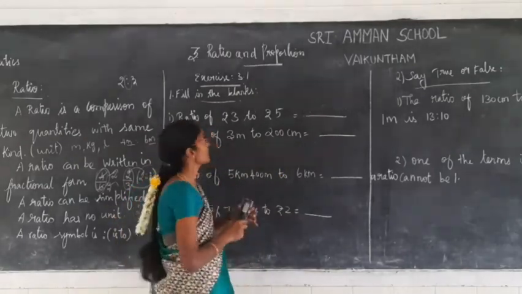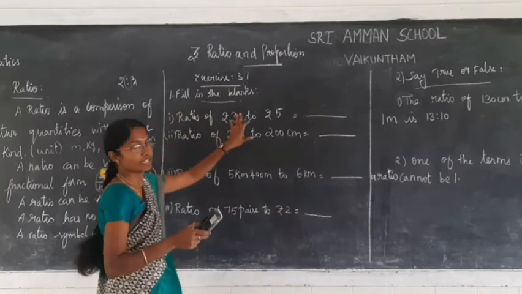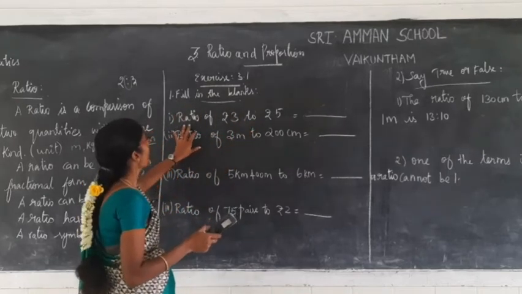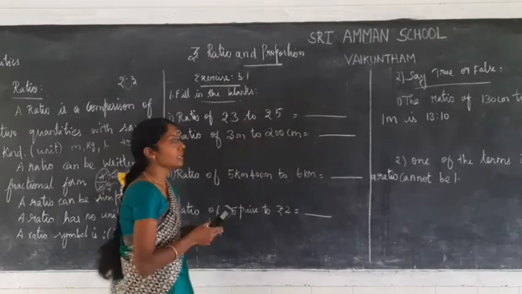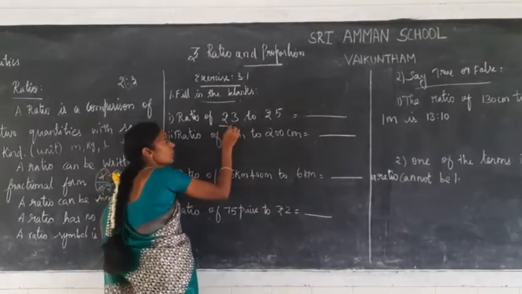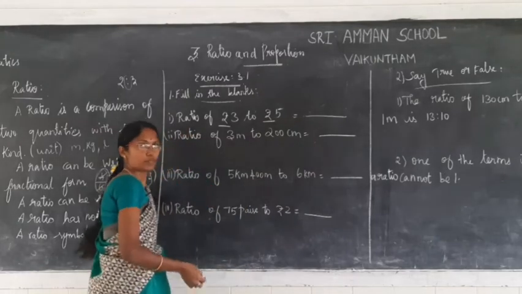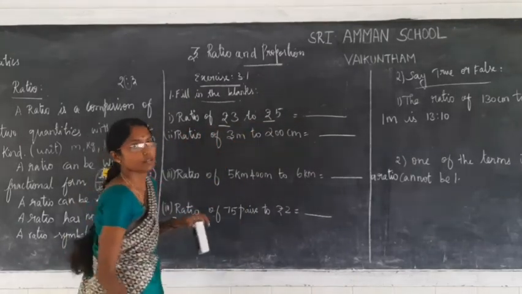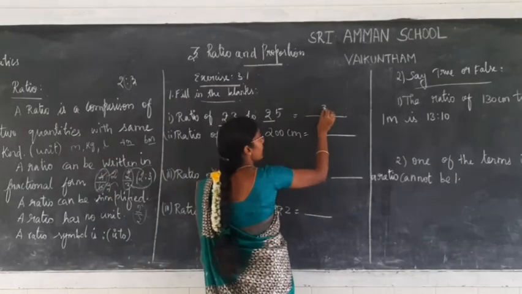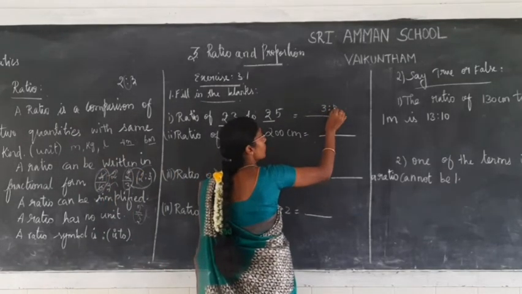Okay, so exercise 3.1, under that the first one, filling the blanks. First one, ratio of rupees 3 to rupees 5. Here see, rupee is mentioned in both. So the ratio of 3 to 5. How will you write? 3 is to 5.